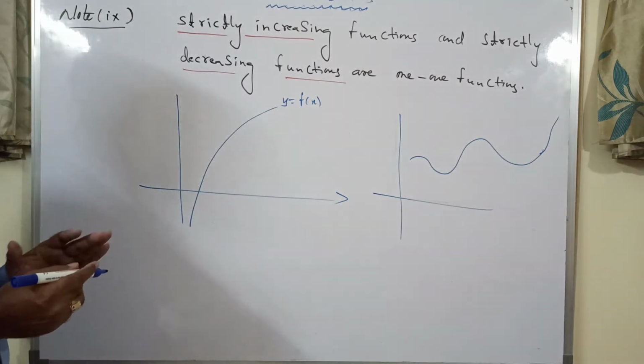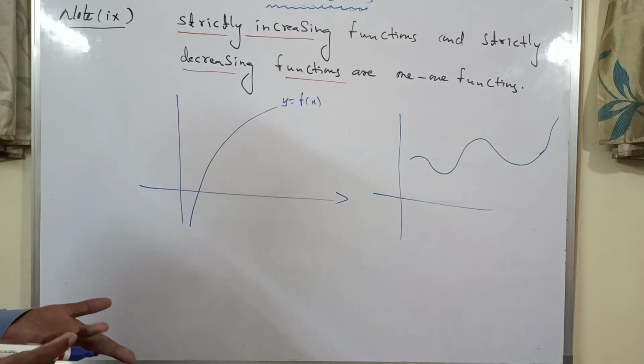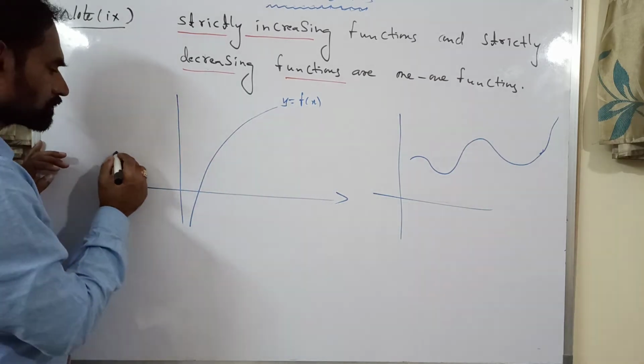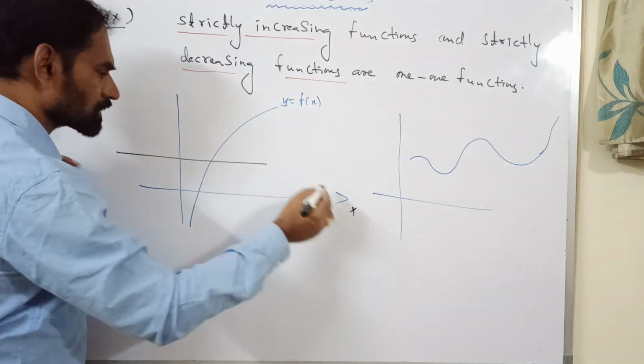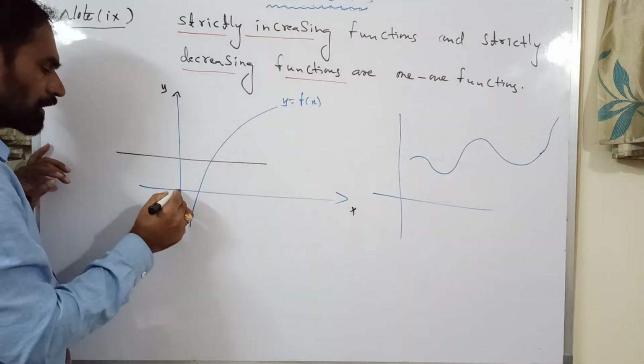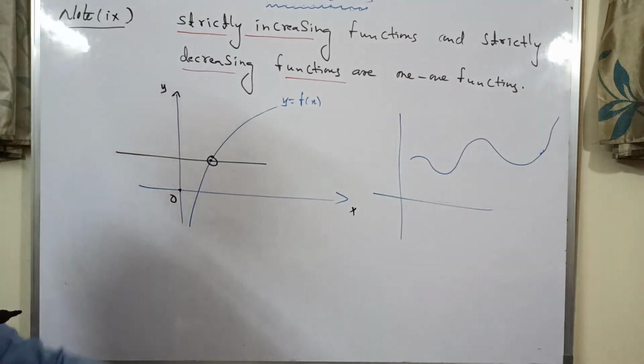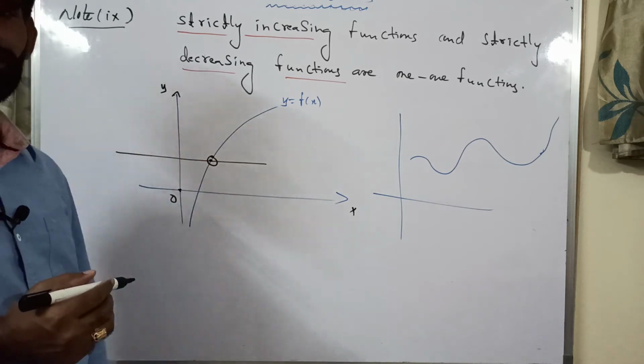Strictly increasing functions are always 1-1 functions. Why? Using the horizontal line test also you can show. If you draw a line parallel to the x-axis, this means the graph meets it at only one point, at most one point. That's why f is 1-1.